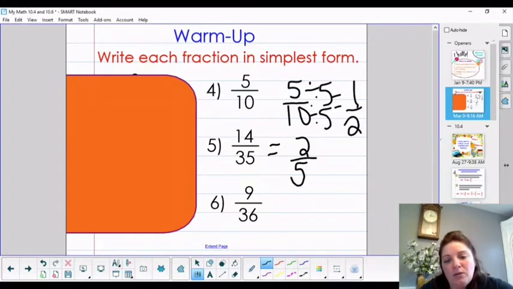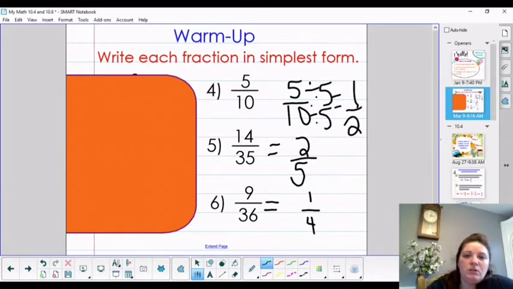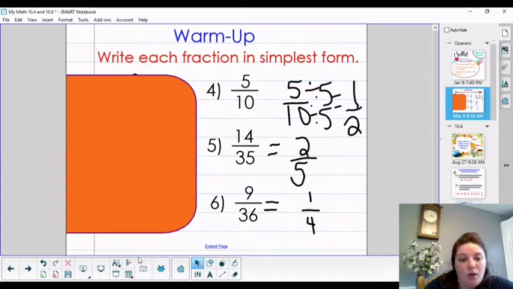And how about 9/36? I can divide 9 and 36 both by 9. 9 divided by 9 is 1. 36 divided by 9 is 4. So 9/36 reduces down to 1/4. That should be a review from earlier this year, and maybe even from last year as well.